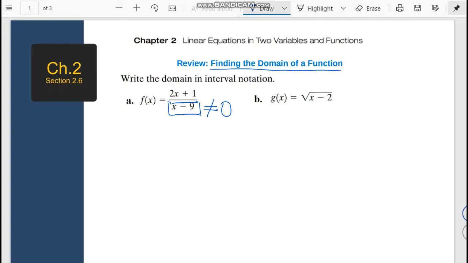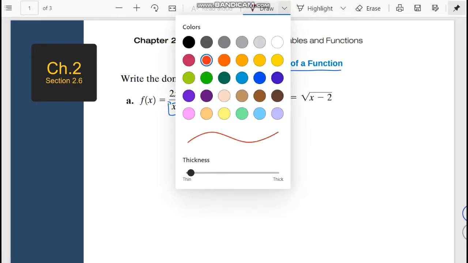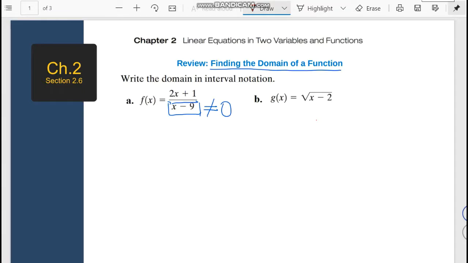This is one situation. And I have another situation right here, where the function is equal to a square root of an expression, and we cannot allow the expression to be negative, or we're not going to have a solution as a real number. So this needs to be greater or equal than 0.